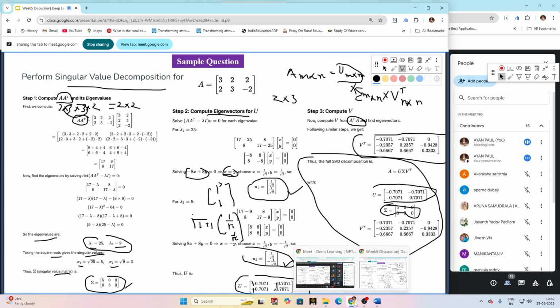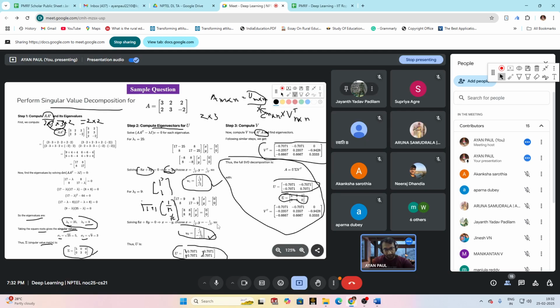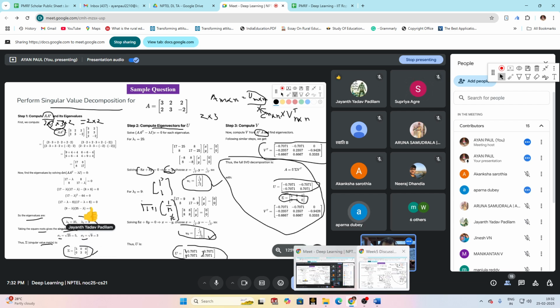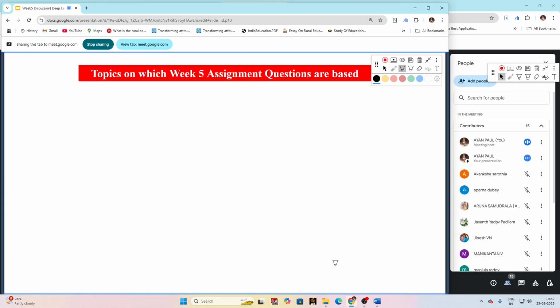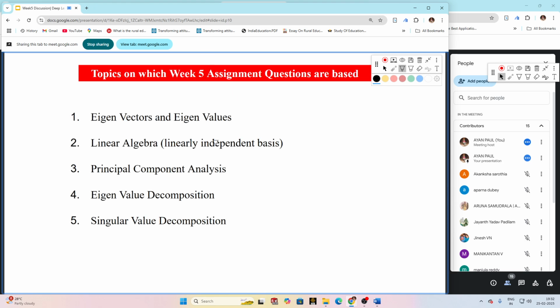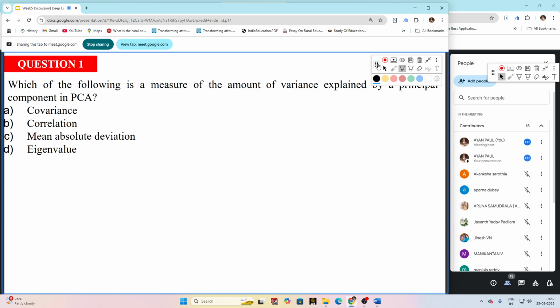So is it clear to all of you? Yes, sir. Okay, so by this we will be moving on to our question answer session. This week's question answers are based on eigenvalue, eigenvector, linear algebra, principal component analysis, eigenvalue decomposition and singular value decomposition. So this is the first question. Kindly everyone first guess it, and then we will discuss the solution.